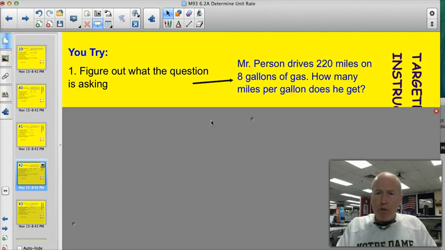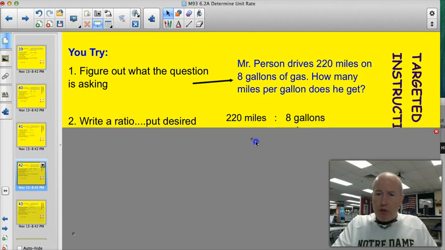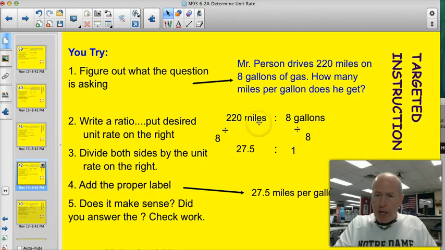Okay, Mr. Persons drives 220 miles on 8 gallons of gas. How many miles per gallon did he get? I'm just going to scroll down, make sure you've got yours set up the same way I've got mine set up. 220 miles, 8 gallons. All right, let's see how we did here then. So I'm going to divide by that 8 on both sides. Then 220 divided by 8 becomes 27.5 to 1. There's my new ratio. If I add that label, that's 27.5 miles per gallon. You'll notice I still have both sides of my ratio there, don't I? All right. Per gallon is per 1 gallon.